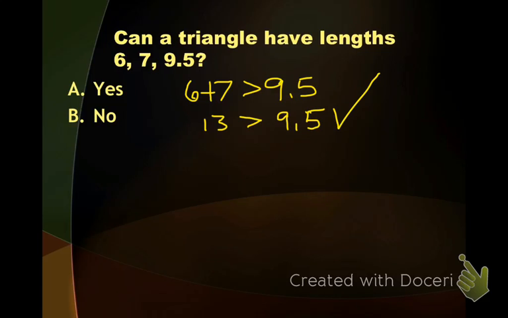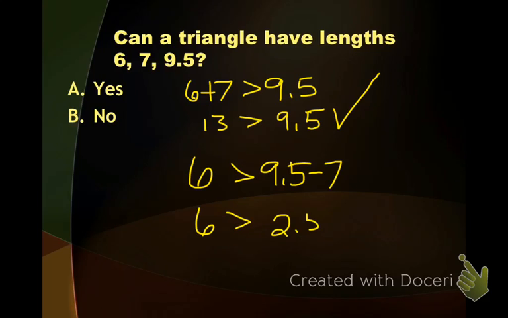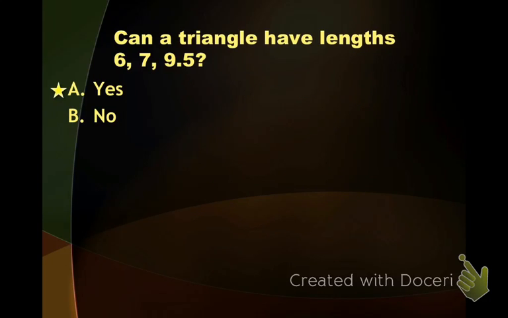So far so good. And then the smallest side has to be greater than the difference of the other two. So 6 is greater than 2.5. Okay, so far so good. Largest side is good, shortest side is good. So this definitely can be the lengths of a triangle.